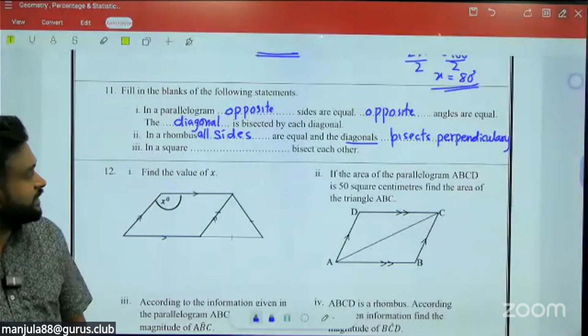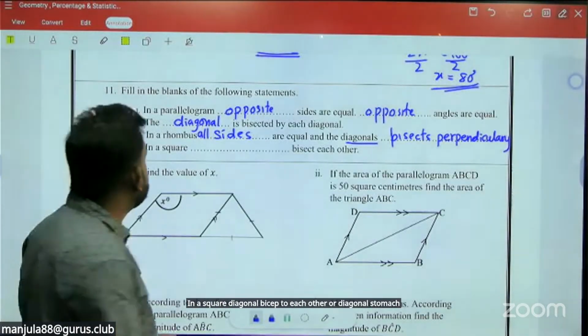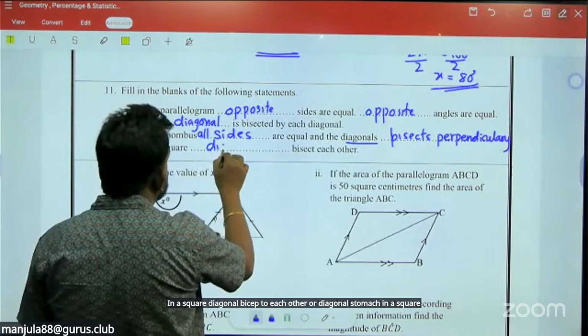In a square, diagonals bisect each other. Oh, it is diagonals that we have to put. In a square diagonals bisect each other.